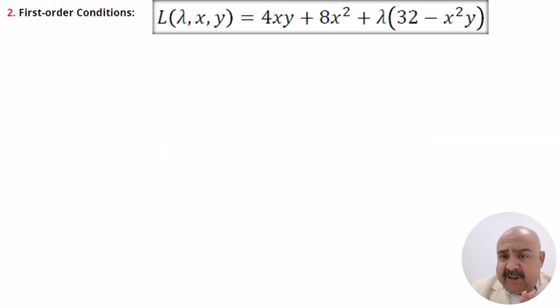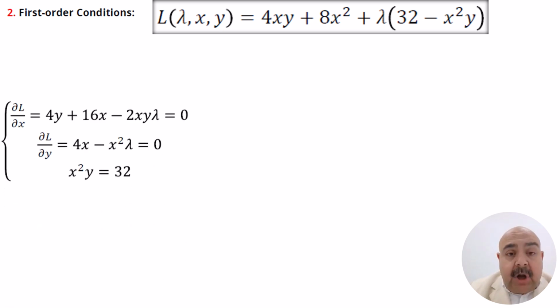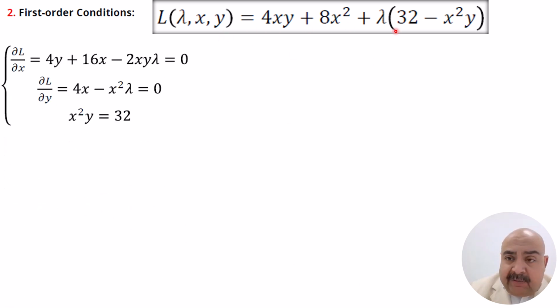Okay, perfectly. Now I will forget all about the problem and focus on the steps in order to get the optimal solution from the Lagrangian function. So I will start by differentiating the Lagrangian function with respect to x and with respect to y, working these two equations together and substituting in the constraint.